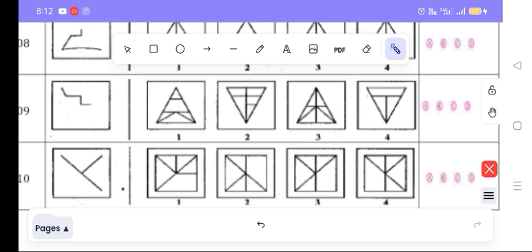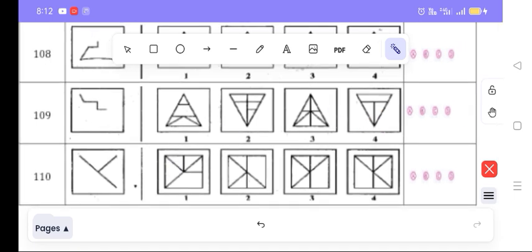In C, again, the slant line is oriented in opposite directions. You cannot find this one as answer. Here you can get half of it. 1, 2, 3. But last small horizontal line is missing in option D. Don't consider D as the answer. The answer for 109 is option B. That is the right answer.